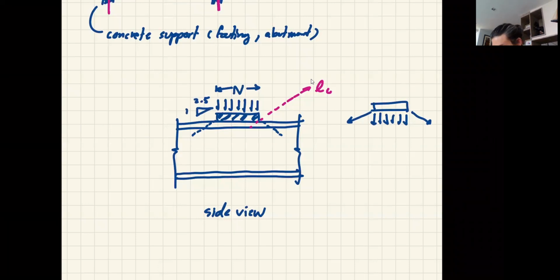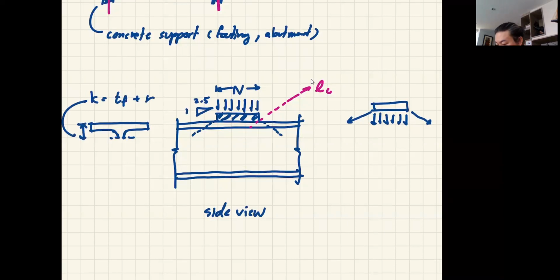If I draw this beam in the front view, you will see that we have the fillet, right? And this is the beginning of your web. And this is k, remember? And k is basically equal to the thickness of your flange plus the radius of your fillet. So make a note that this is a fillet.